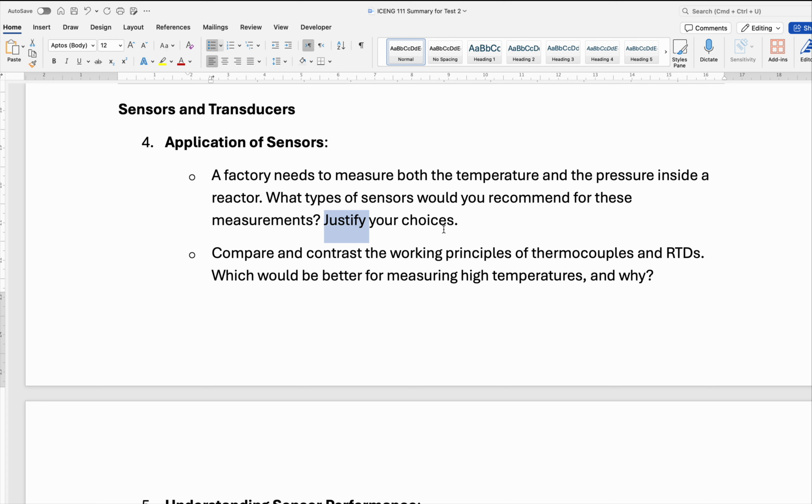Now, this is a very generic question. It does not identify a certain application. But if I identify the application, here it says inside a reactor. Because it is a reactor, it may be high temperature, and it needs to have the temperature very accurate. So I will use an RTD in this case. And I want a linear relationship, so I will not use a thermistor. I will use an RTD. And you can see that I'm justifying my choices in this case.